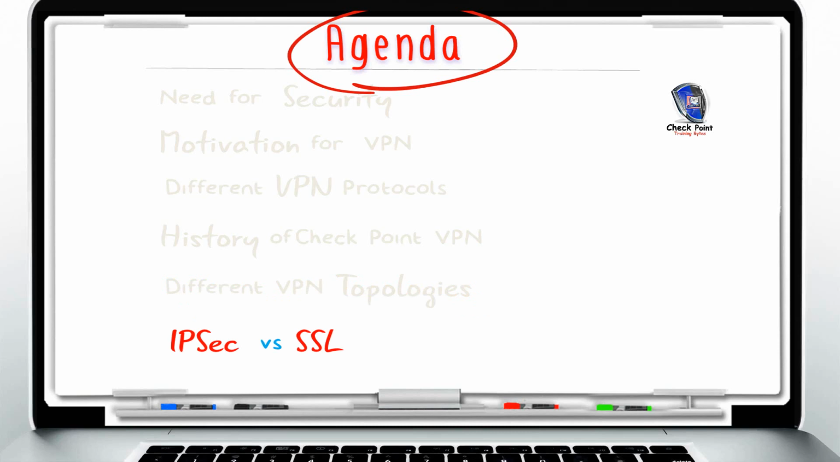Finally, we will discuss not only why Checkpoint offers two different VPN solutions, IPsec VPN Blade and a Mobile Access VPN Blade, but also why Checkpoint supports two different protocols. What is the difference between IPsec protocol and SSL protocol? And what protocols work with each of Checkpoint's VPN solutions?